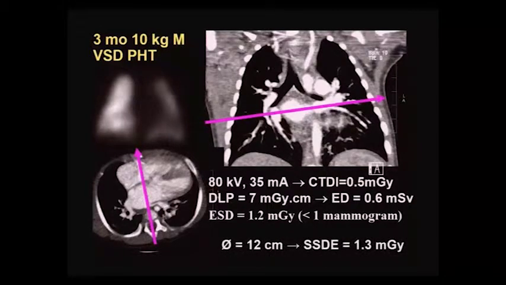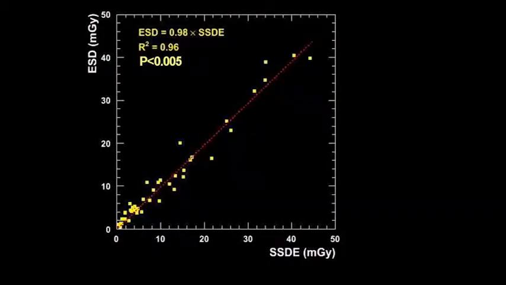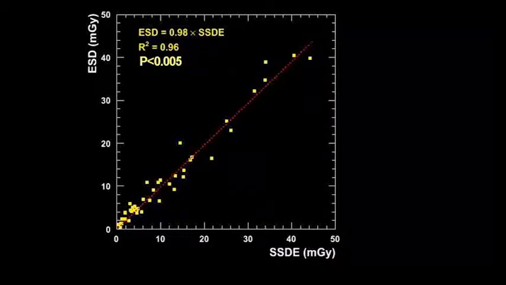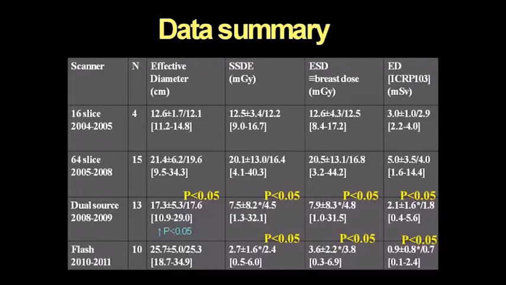So we're doing these cross-sectional diameters of the patient. We calculate the effective diameter, and then we multiply the CTDI dose times 2.4 in order to get the SSDE dose, and then we correlated the SSDE doses with the measured doses of the skin, and this is a perfect correlation with almost 1 coefficient and a high correlation coefficient, as you can see here. And this is over a large spectrum of scanners over a 5-year interval of time. 4 different scanners were used, going up from 16 slice to 64 slice to dual source to flash.